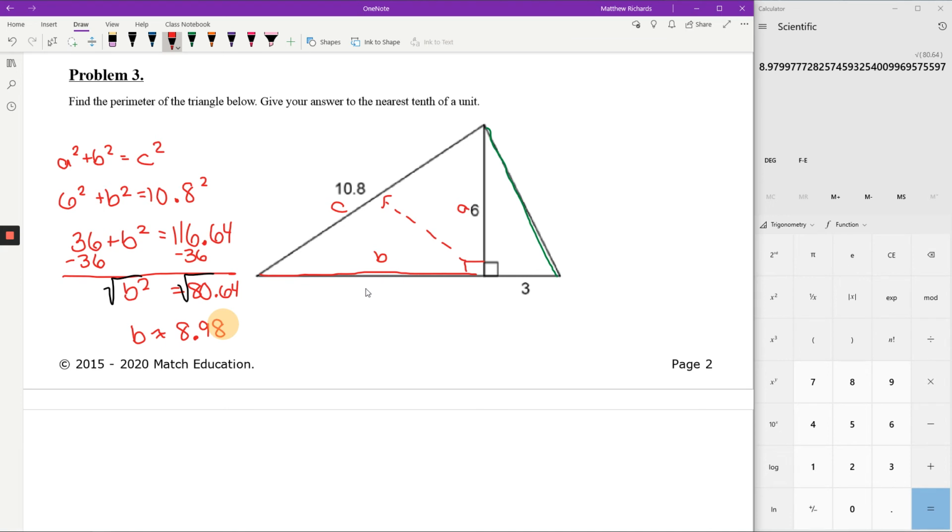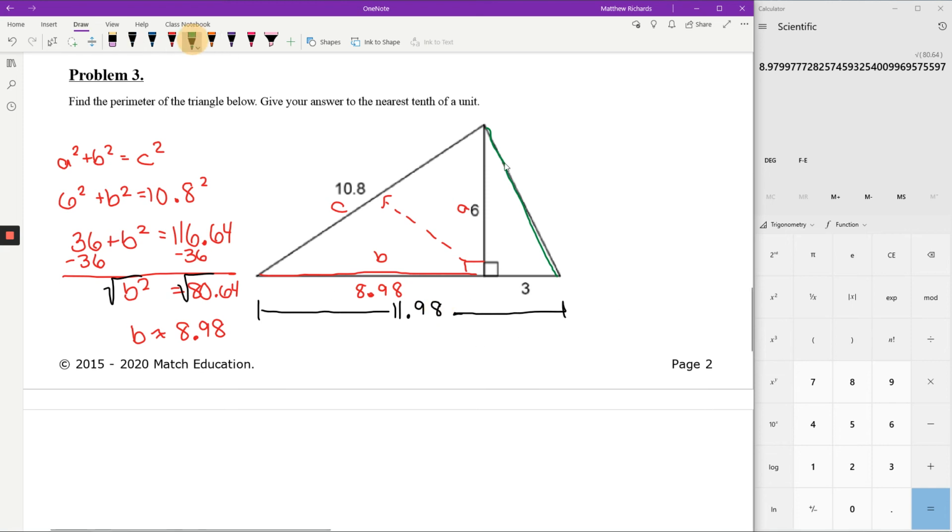All right, so this length is 8.98 units, which this entire length then, if we want to look for this entire length, we add that 8.98 plus 3 is going to be 11.98 units for that entire length here.